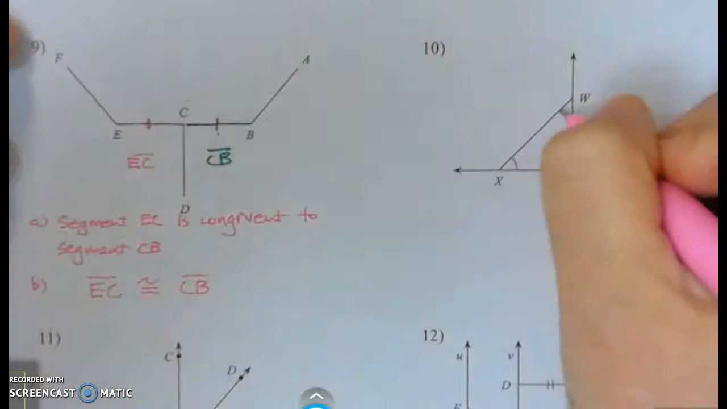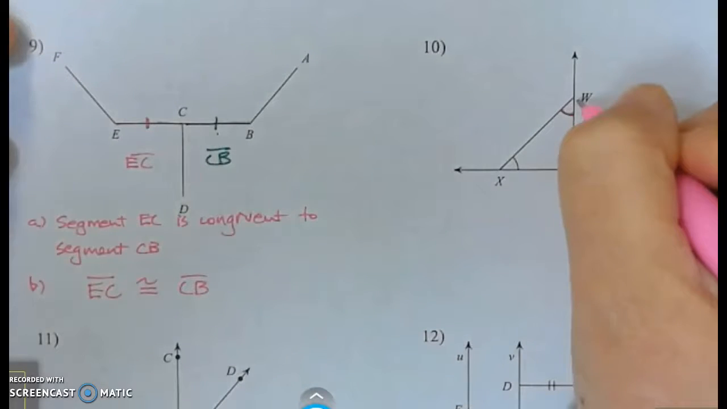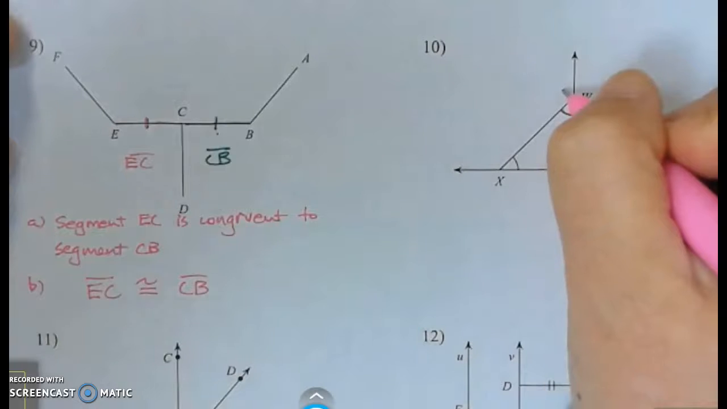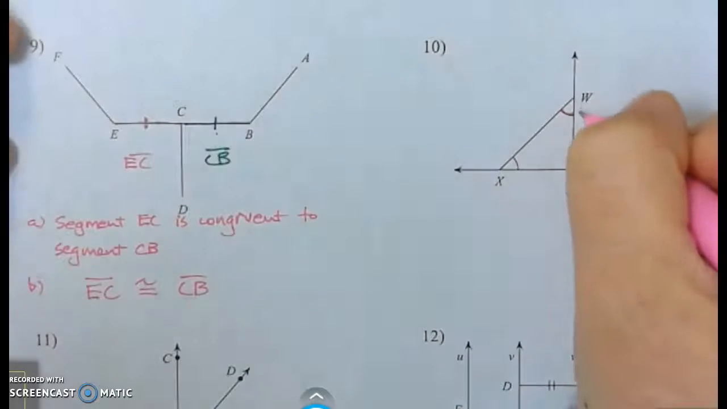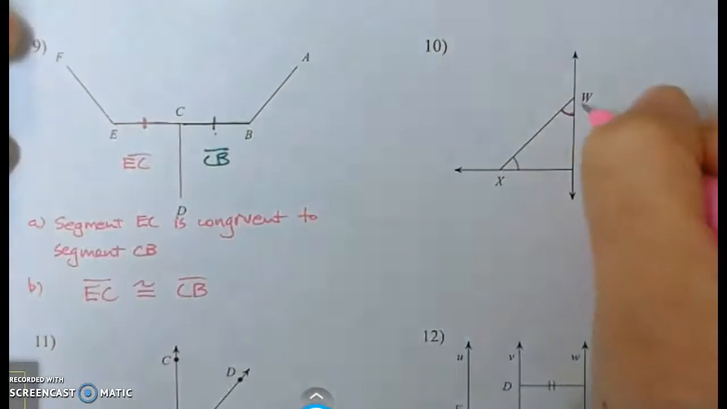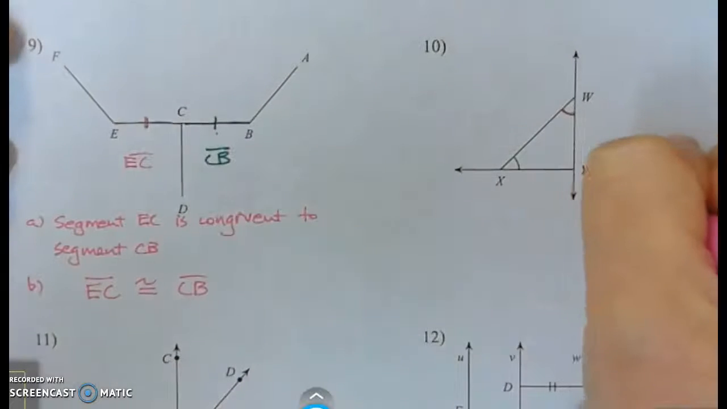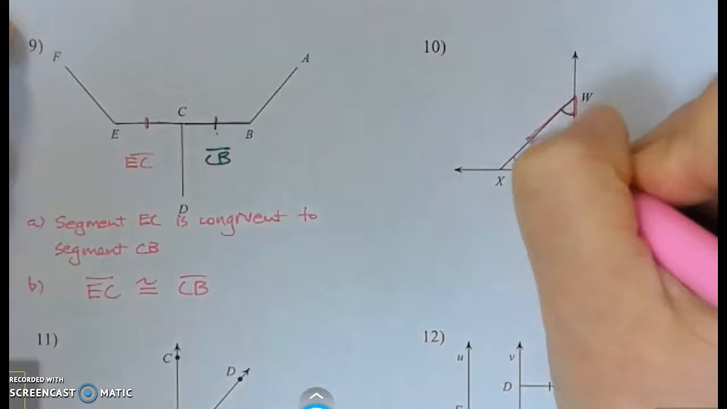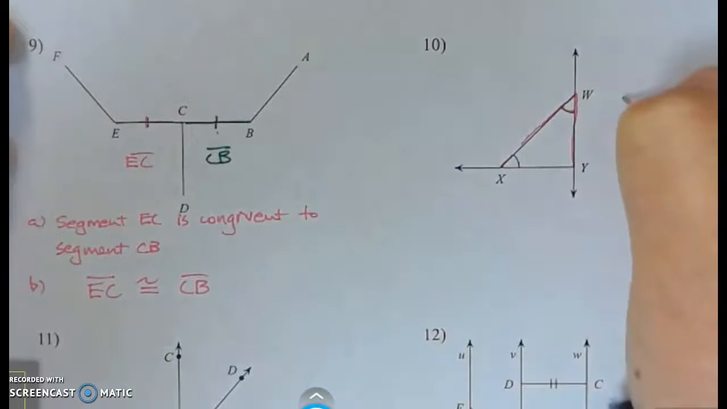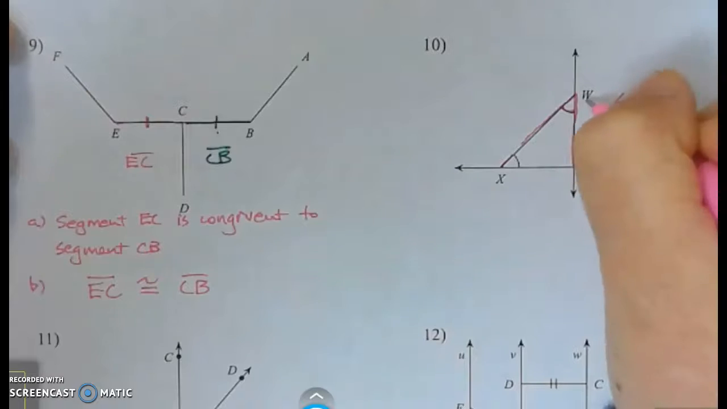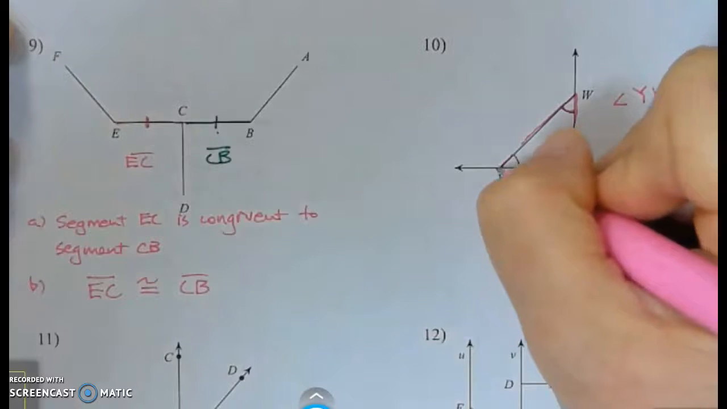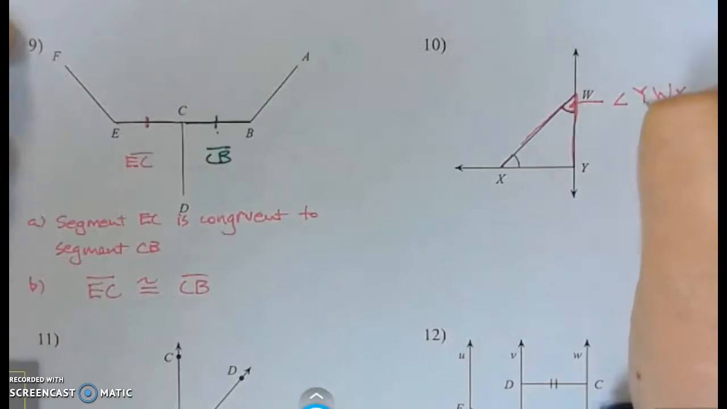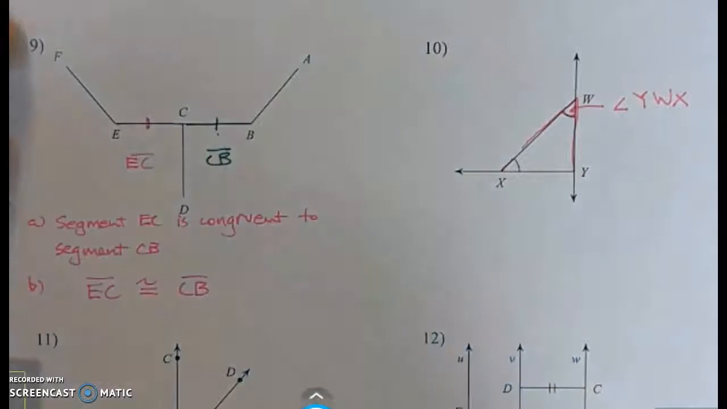What about this? We know that this angle here. Now, if I just call this angle W, I could be talking about this angle here, or this angle here, or this angle here. So now we cannot use one letter to identify this angle. I do need to use three letters, and to do that, I need to identify the arms. Okay, so the arm starts at Y, and the vertex is at W, and then the other arm is at X. So this angle is angle YWX.